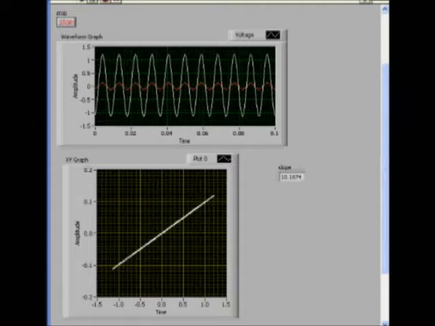And then on the bottom you can see our graph of our two amplitudes plotted versus each other in an XY graph, and this line, the slope of it, represents our gain from our op-amp, which is slightly over 10.